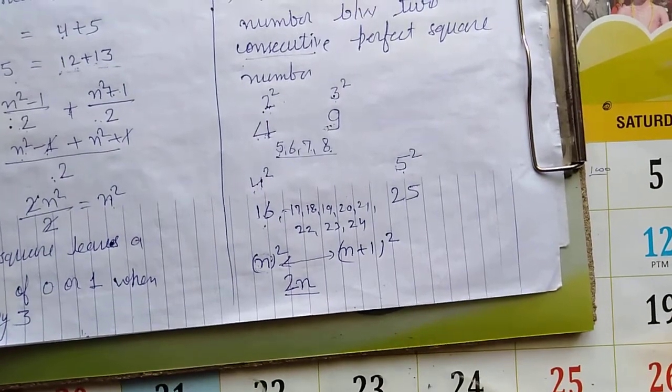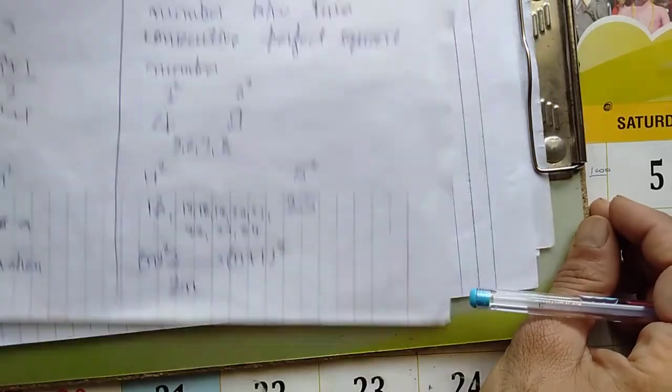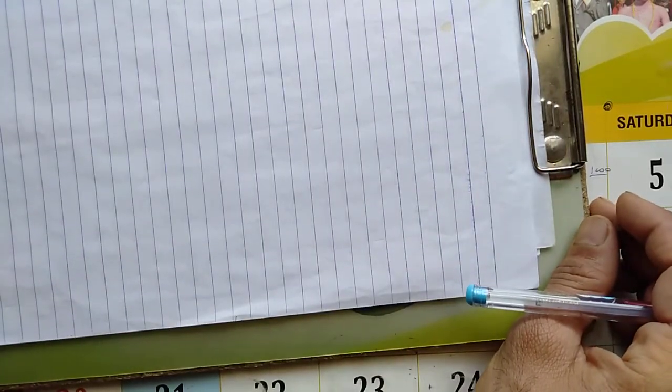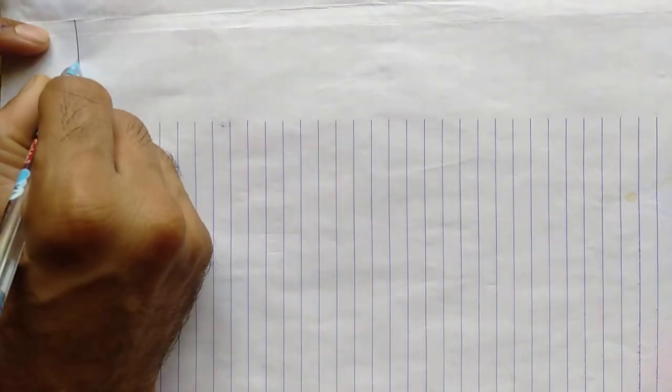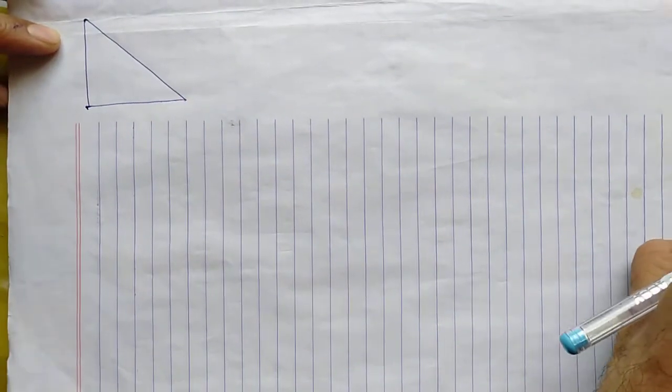Very easy. Now we will talk about Pythagorean triplets. Let's take a new page. Pythagorean triplet. As we learned in the previous class, the Pythagoras theorem. In the Pythagoras theorem, we use it in right angle triangles only. In a right angle triangle you can see this one.